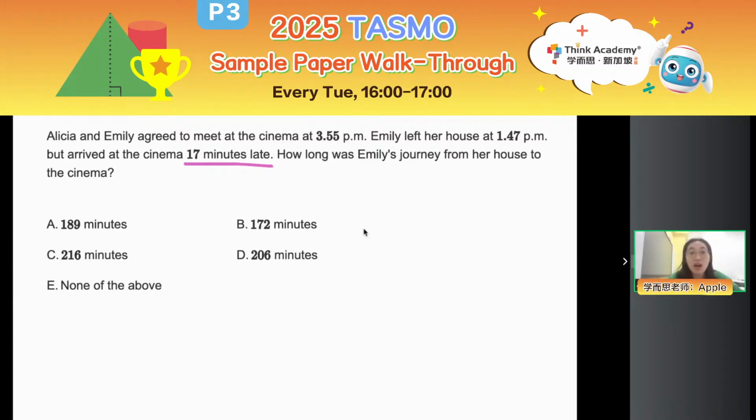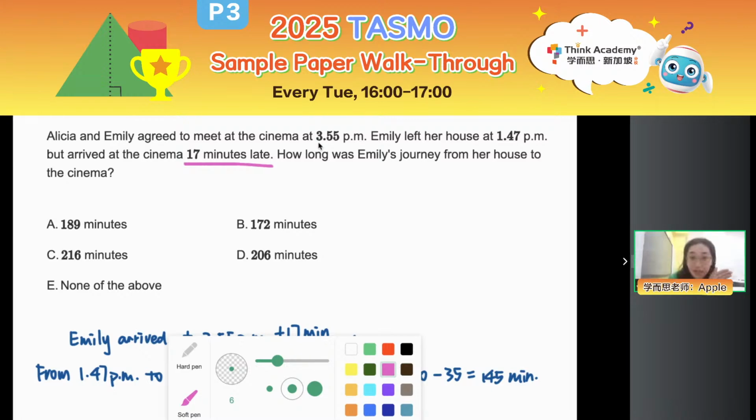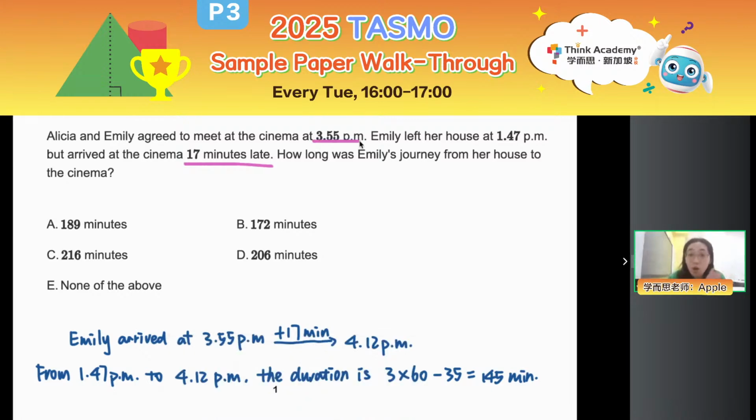So what is the meaning of 17 minutes late? That is based on 3:55 p.m. This is called the on time, right? On time, and then you need to plus 17 minutes. So that is why actually Emily arrived at 4:12 p.m. So actually the question is asking you from 1:47 p.m. to 4:12 p.m. What is the duration here?